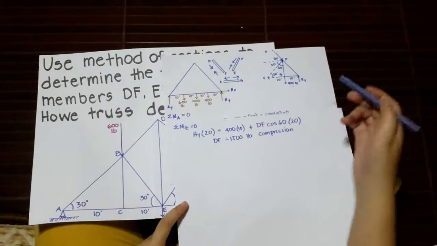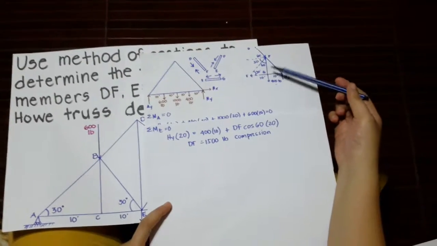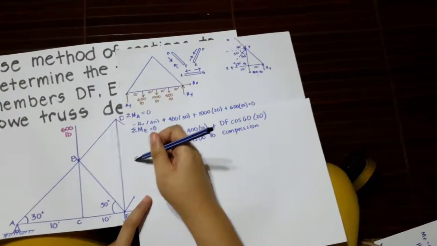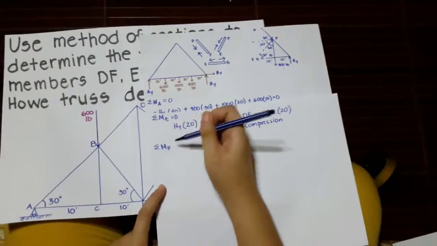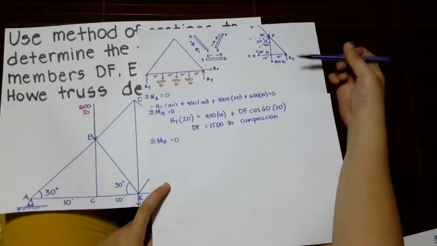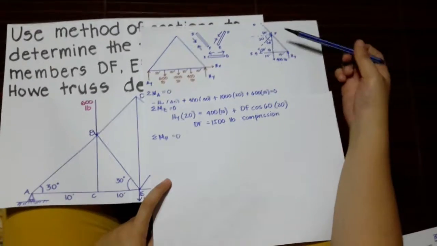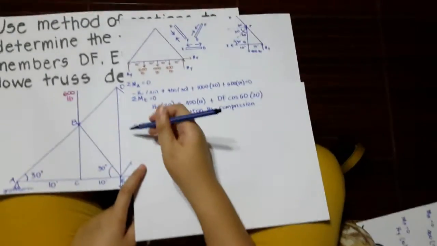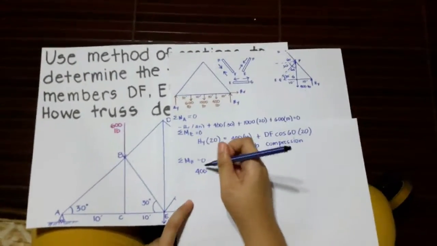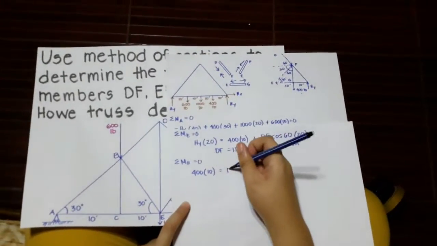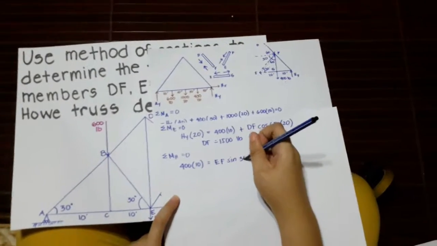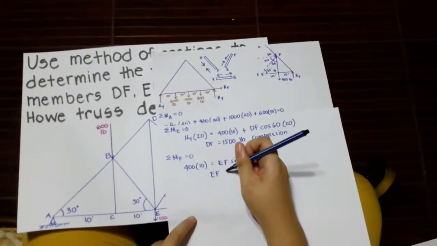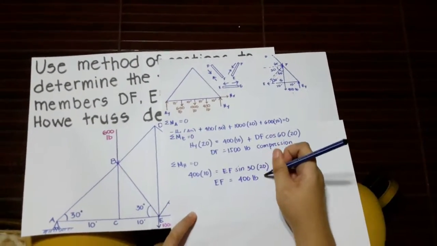Next, I will get the member force for the member EF. We have to take a summation of moment at H equal to 0. So moment at H, we have EF. Here is the EF. So we're going to have 400 times the distance 10 equal to EF sine 30 times the distance 20. Computing for that in the calculator, we're going to have EF equal to 400 pounds compression.